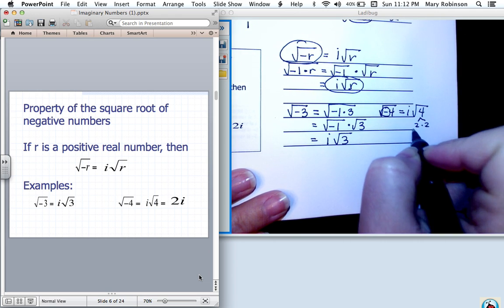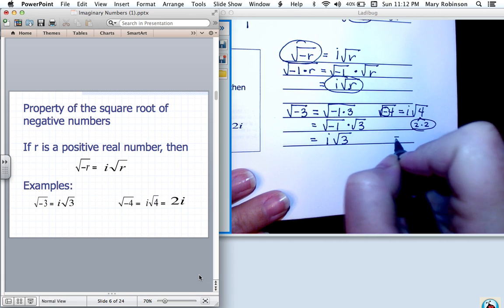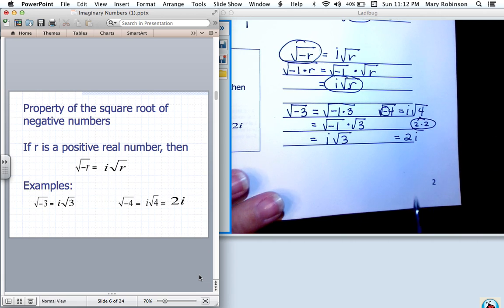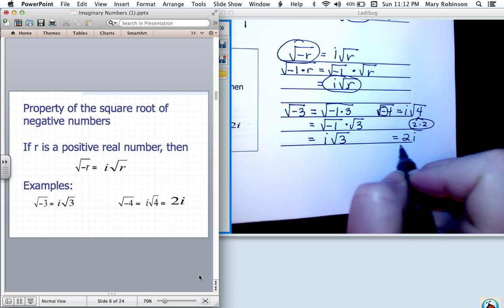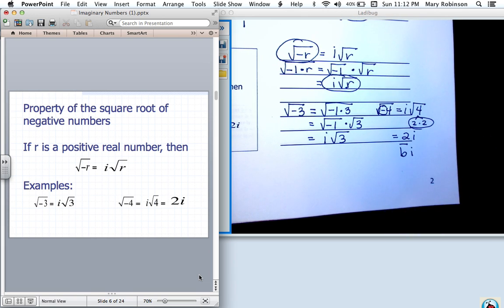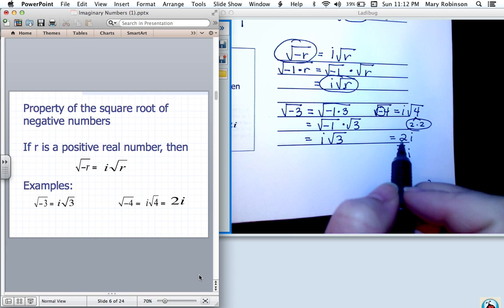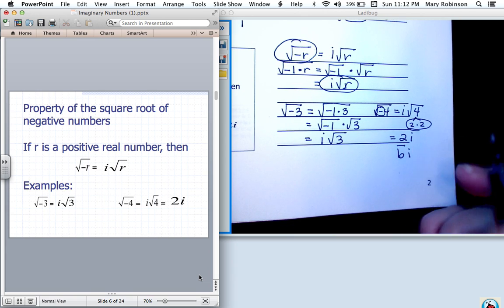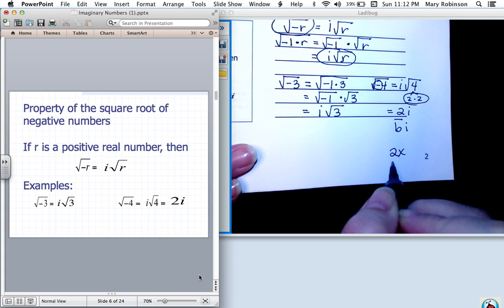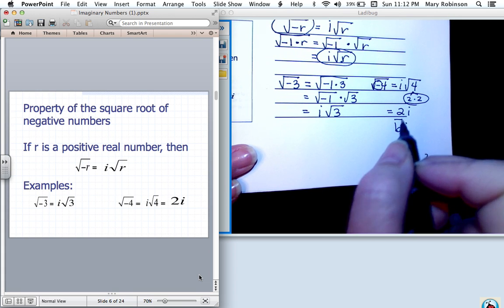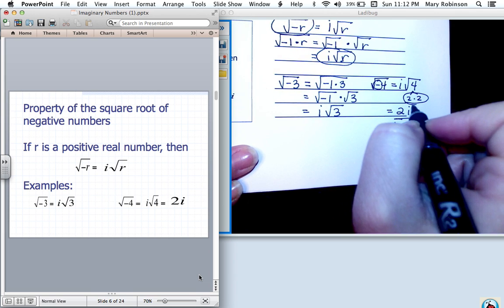So we know that this is 2 times 2. We have a pair of 2's. So we end up with 2i. Notice that our answer is in the form bi, where b is your real part and i is your imaginary part. So please, the same as we would list 2x with 2 as our coefficient in the front, please go ahead and list your real number first. So that would be 2i.